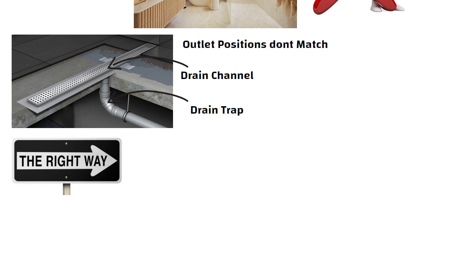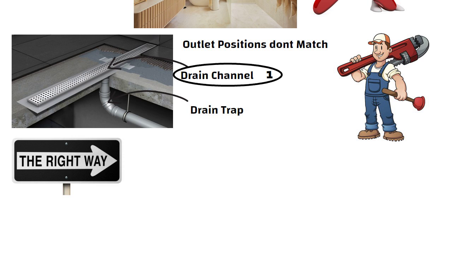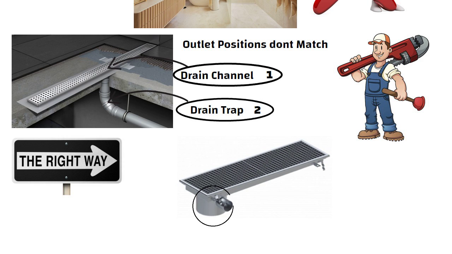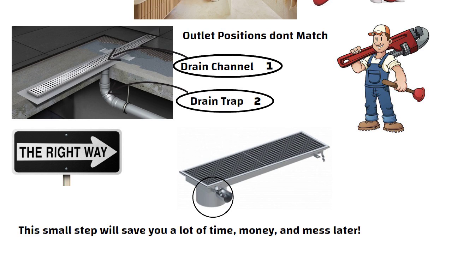The right way to do it: first buy the floor drain channel of your choice, then give it to your plumber before any installation. Ask them to place the trap exactly below the outlet of the drain channel. This small step will save you a lot of time, money, and a mess later.